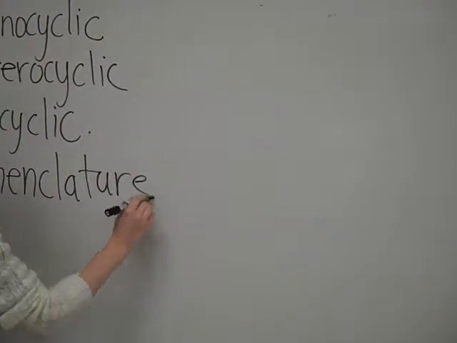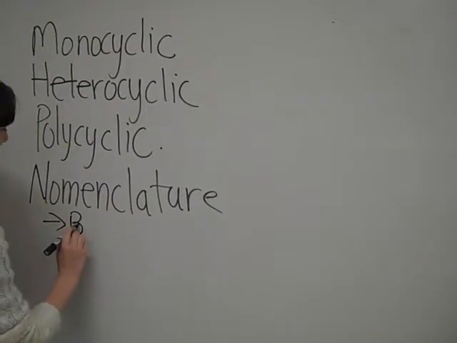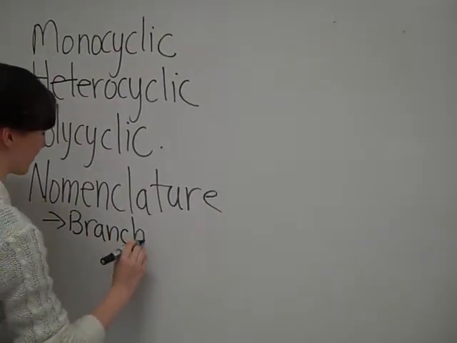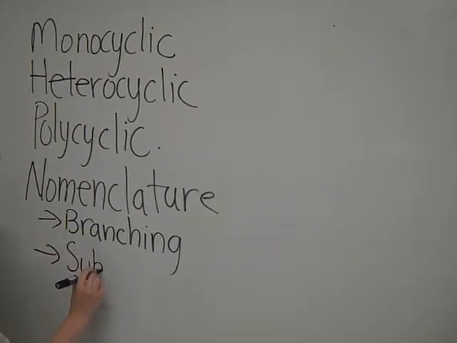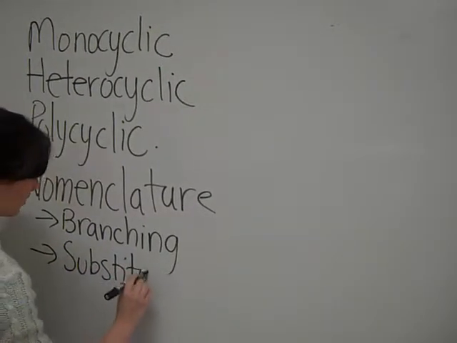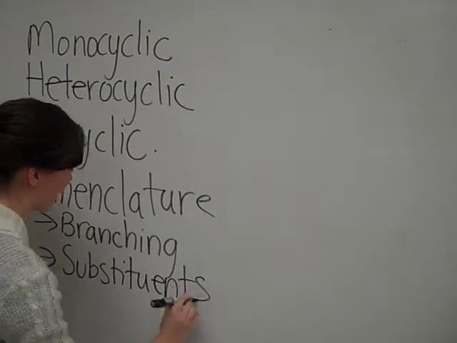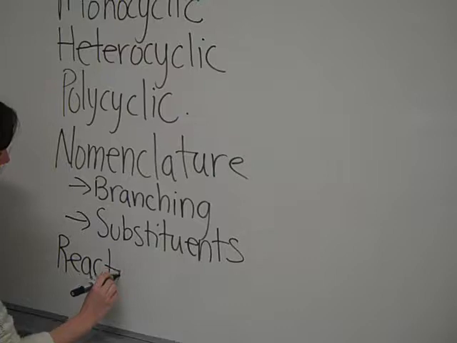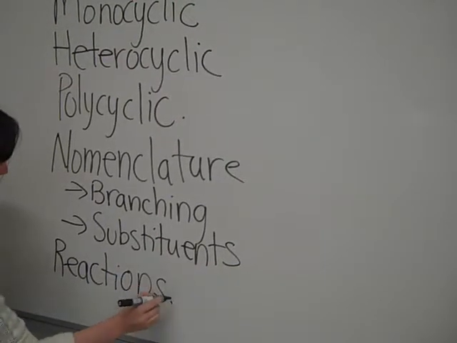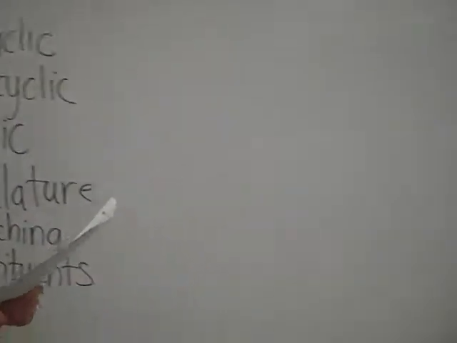involving branching, different branch positions, functional groups and substituents, and then lastly we'll be looking at a few reactions, and you can find all of this stuff on our handout. Alright, let's begin with monocyclic.